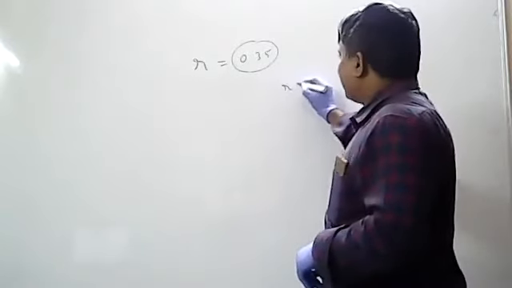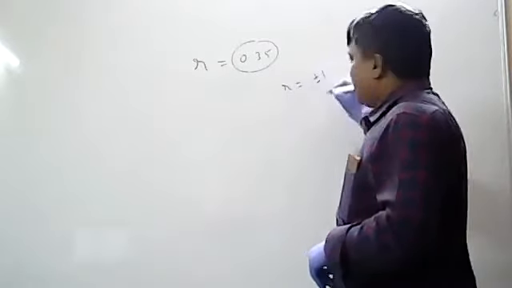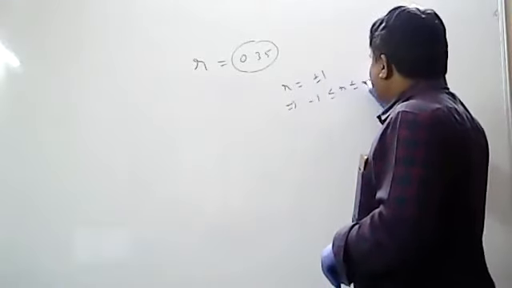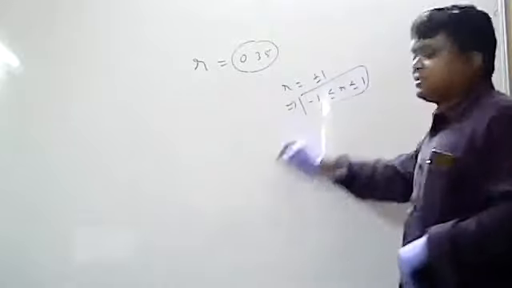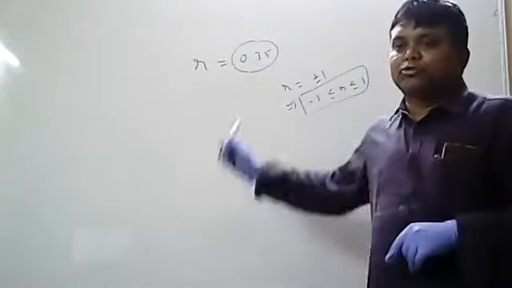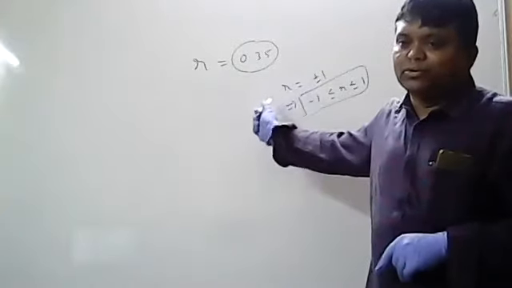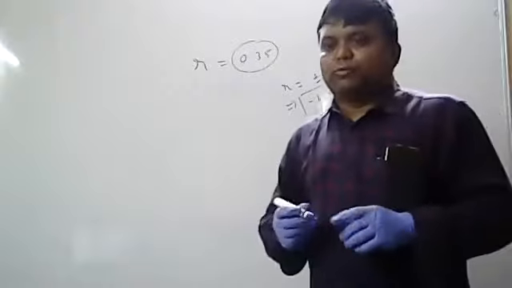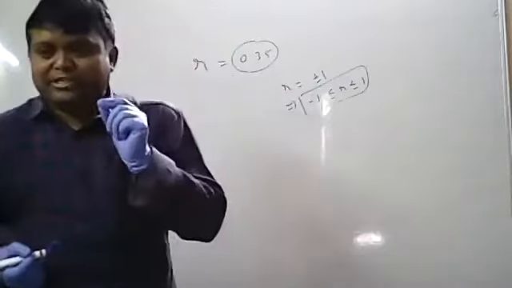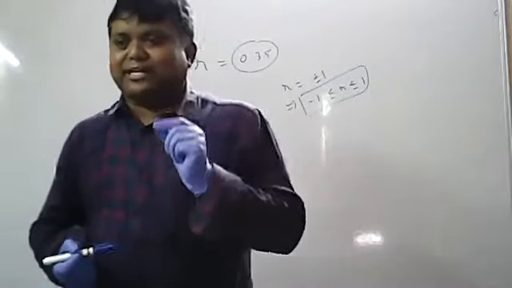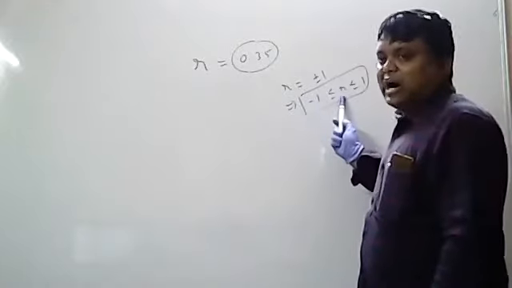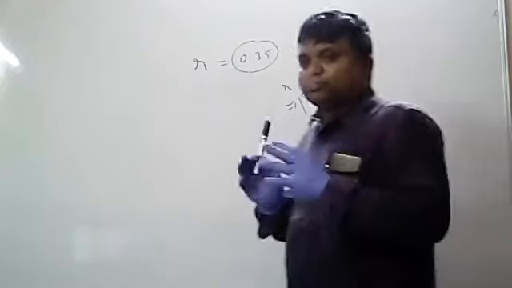That means R can take +1 or -1, that is, R is in between -1 and +1. So the limits of the correlation coefficient are plus or minus 1. What do you have to prove? -1 is less than or equal to R, which is less than or equal to +1. Property number 2 is very, very important. You have to prove this one.